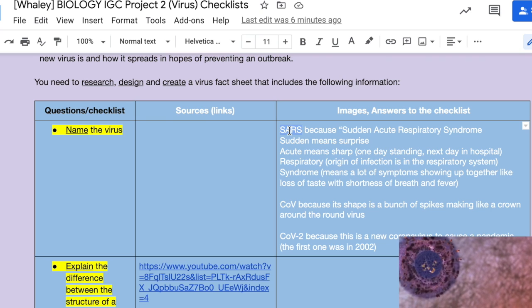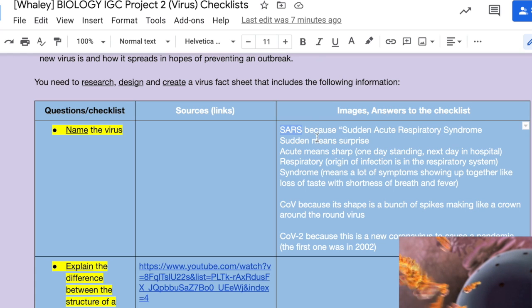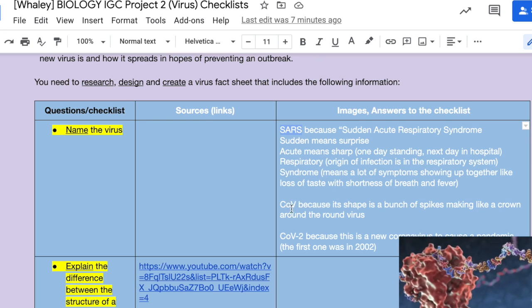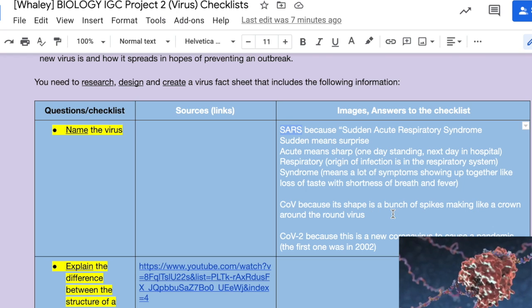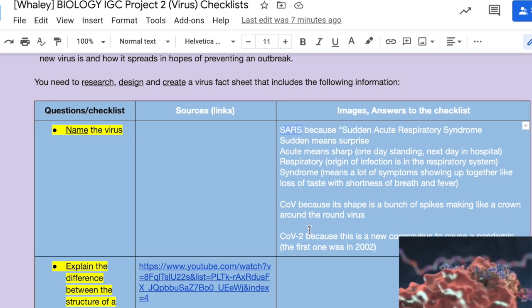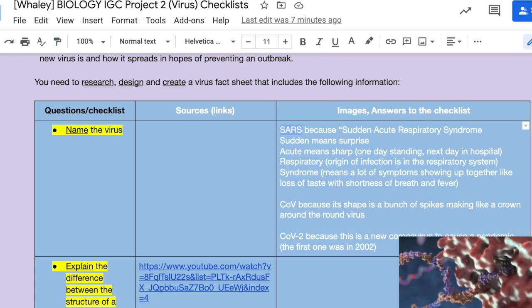all over the world. SARS is because of severe acute respiratory syndrome. Sudden means surprise, acute means sharp, respiratory means origin of infections in the respiratory system. Syndrome means a lot of symptoms showing up together, like loss of taste, shortness of breath, and fever. And the CoV part of the name, SARS-CoV-2, is because its shape is a bunch of spikes making like a crown around the round virus. And then CoV-2, because this is a new coronavirus to cause a pandemic.